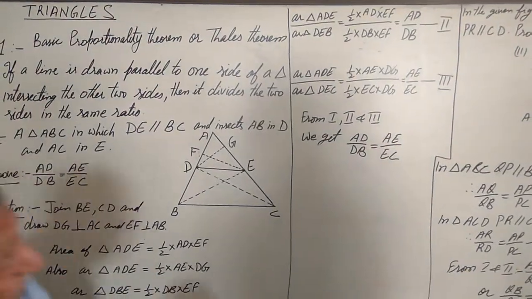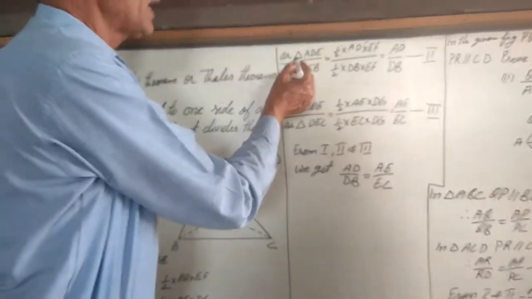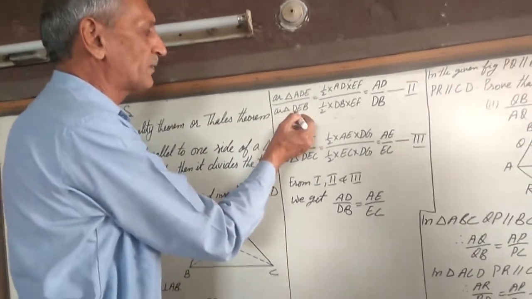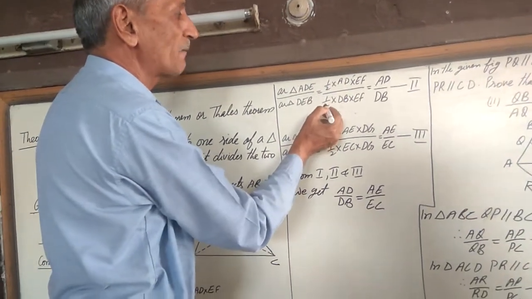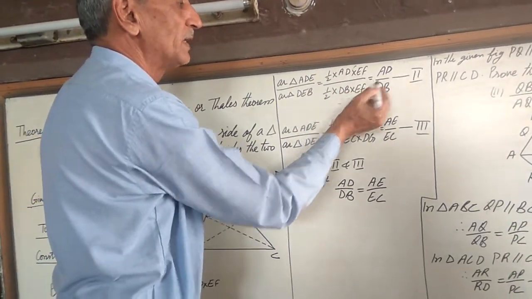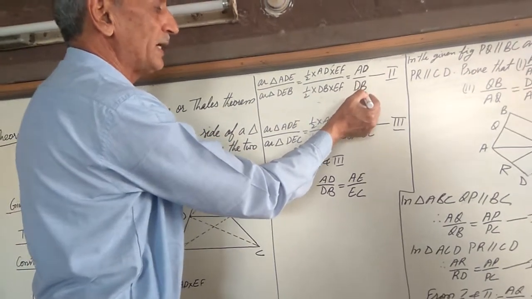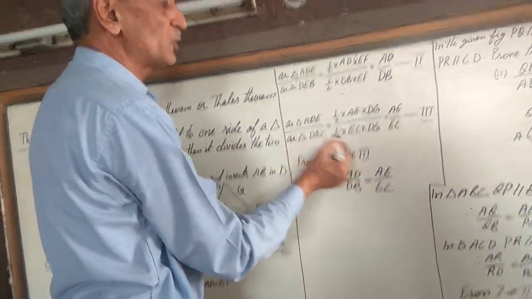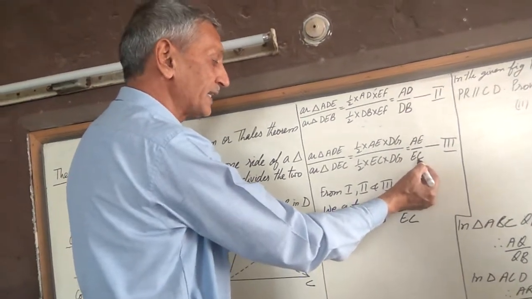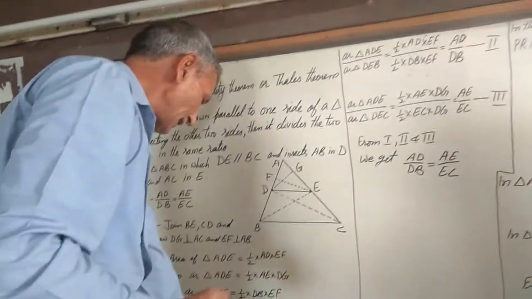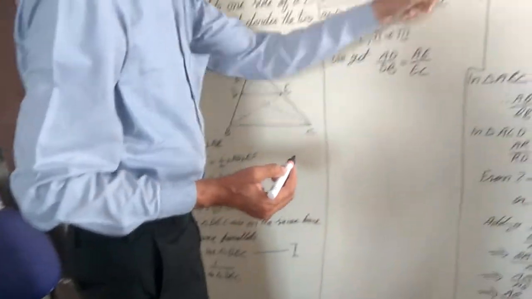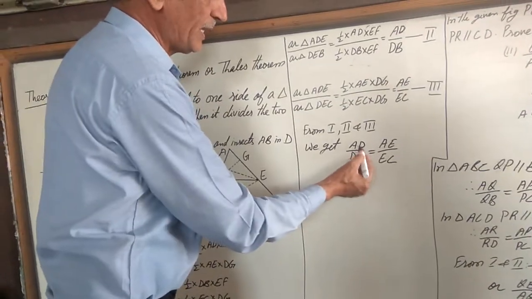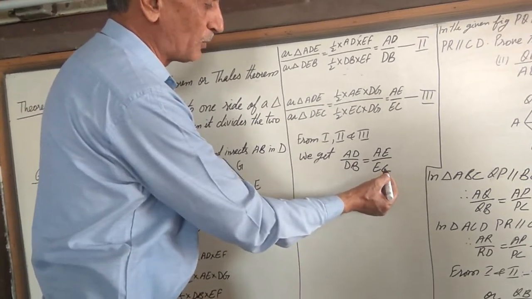But we should not forget that the ratios which we took, area of triangle ADE upon area of triangle DEB gives you half cancels half and EF cancels EF, and you have AD upon DB. Similarly, from this ratio you have AE upon EC. When you put them in this, you get from these three equations 1, 2 and 3, AD upon DB is equal to AE upon EC.